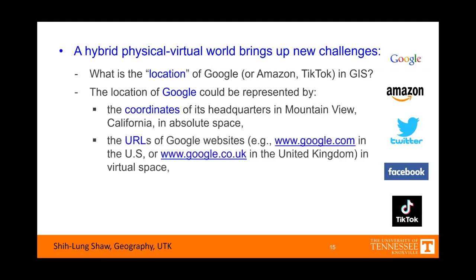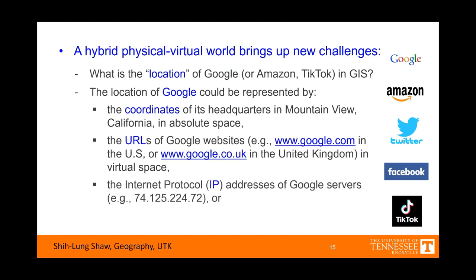Or Google is simply a URL in the virtual space. And that URL changes from country to country. If you ask the same question, you might get different answers using those different Google URLs. Or it could be their server locations, the IP addresses of different servers. That's how online they keep track of where we are. Once you get into Google, they know roughly where you are based on your IP address.